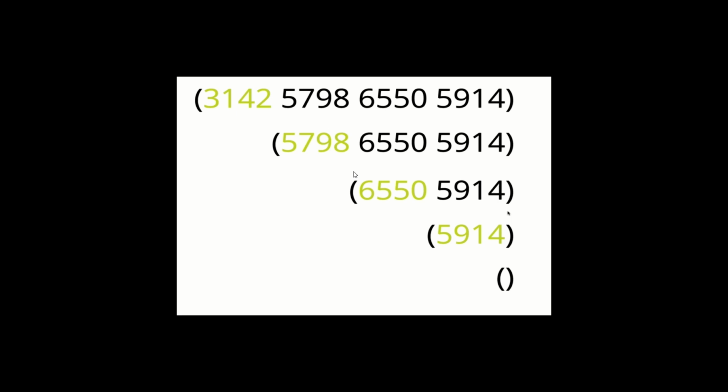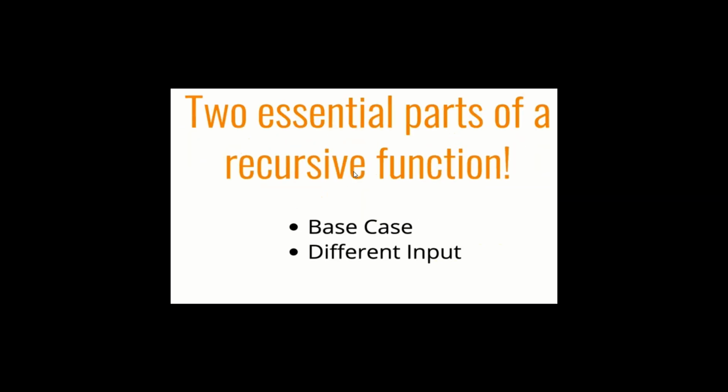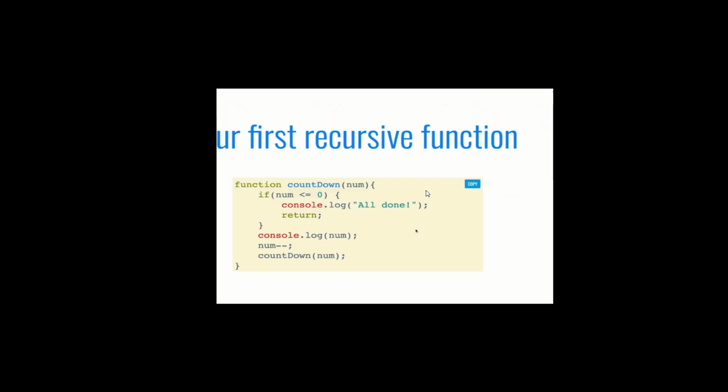Okay, so next thing is two essential parts of a recursive function: base case and different input. Both are clear, I suppose. Now this is base case and different inputs. As you can see, the change in the input is making each and every input different from each other. The different inputs you can see, right?